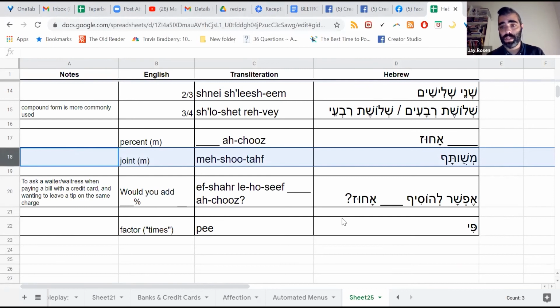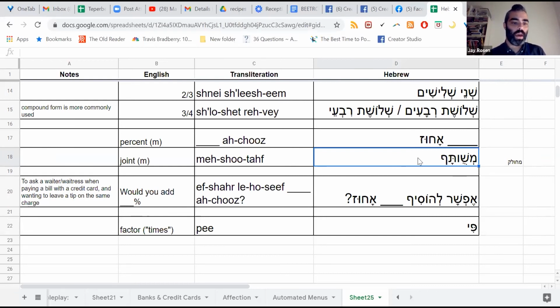Now, that leaves a great question here, and I'm going to write it in here instead of in the chat window: we do have the word mechulak. Mechulak is the participle of the verb lechalek, and it simply means divided. Mishutaf means shared or joint. So there is a slight overlap in meanings, but they still are different words, right? Joint, shared is mishutaf, mechulak is divided.